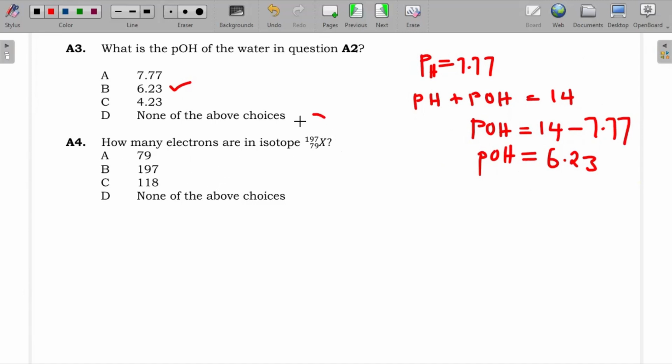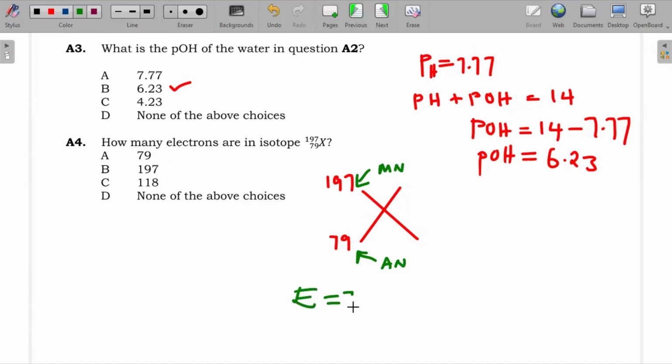How many electrons are in this isotope here? We know this nuclide notation: the bigger number on top is the mass number, and the smaller number is the atomic number or the proton number. This isotope does not have any charge, so it's neutral. In a neutral isotope, the number of protons is equal to the number of electrons. So the electrons that we have here are just 79. We pick A.